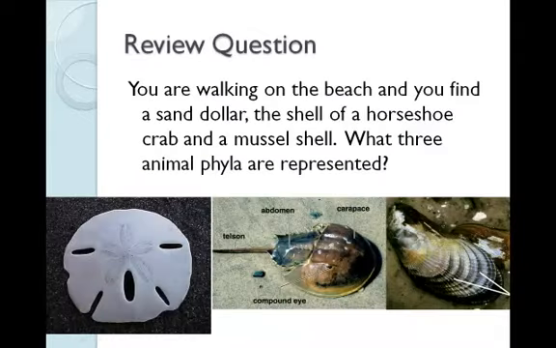Here's a question to test your knowledge of the invertebrate groups. You're walking on the beach and you find a sand dollar, the shell of a horseshoe crab, and a mussel shell. What 3 animal phyla are represented here? The sand dollar is an echinoderm, the horseshoe crab is an arthropod, and the mussel is a mollusk.